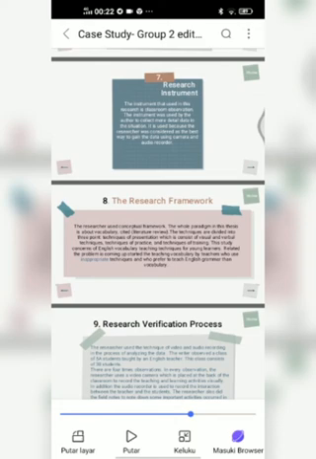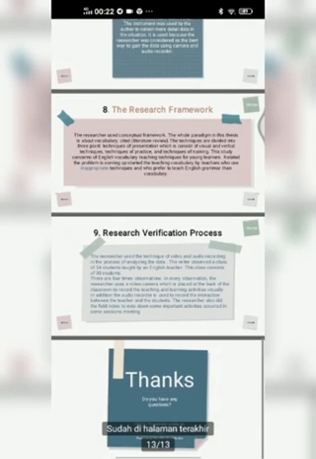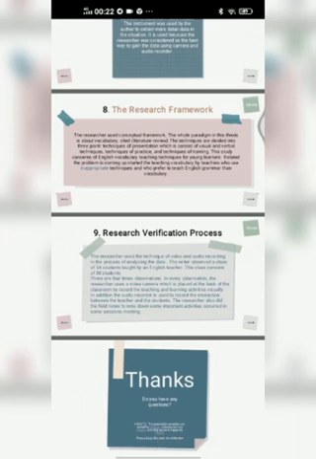The researcher used a conceptual framework. The whole paradigm in this thesis is about vocabulary, as cited in the literature review. The techniques are divided into 3 points. The first is techniques of presentation, which consists of visual and verbal concern. Techniques of practice, and techniques of training. Number 9, research verification process.